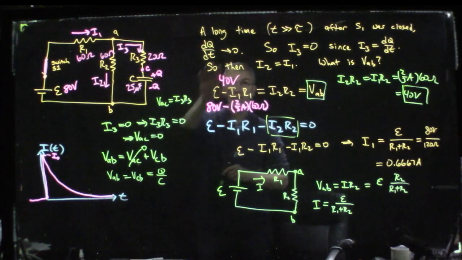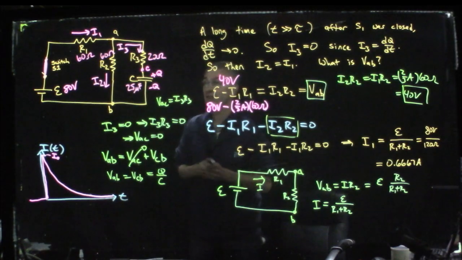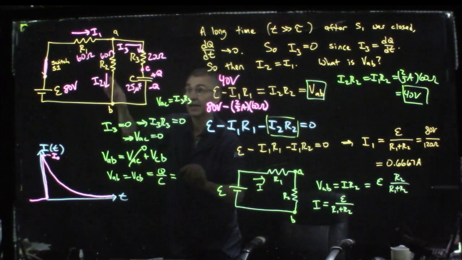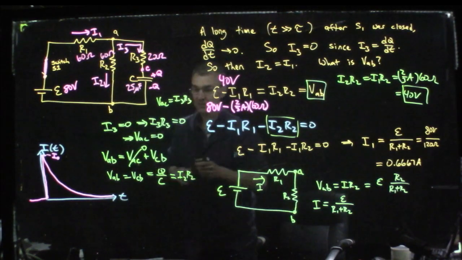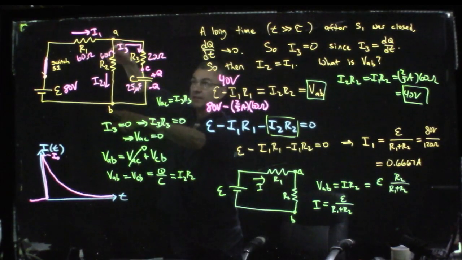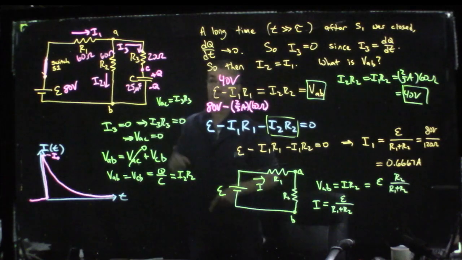So at this time, a long time after the switch has been closed, the voltage across the capacitor is the same thing as this, like I2 R2. So VAB, the voltage between here and here, is just I2 R2. That's the same as the voltage between here and here, but because there's no voltage drop across R3, that's also the same as the voltage across the capacitor, because there's no IR drop across this resistor, because there's no current here, because this charge is constant.